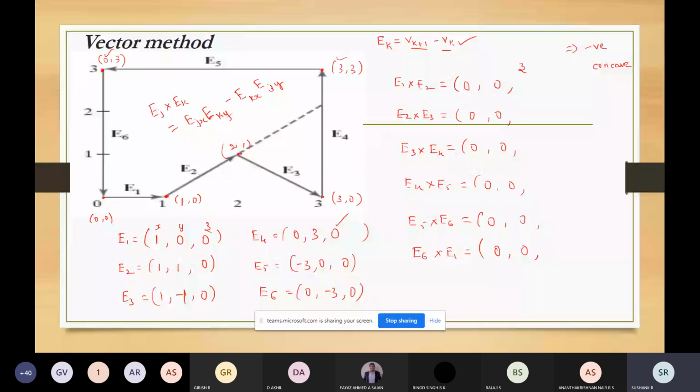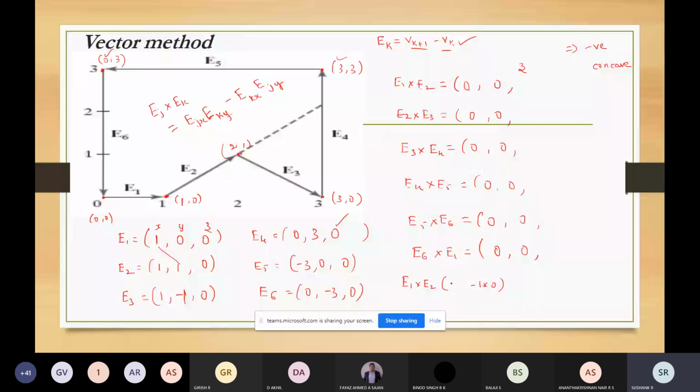So when I'm multiplying e1 into e2, how it is done: x component into y component. So 1 into 1 minus 1 into 0. This is the one I have marked with a star: 1 into 1 minus 1 into 0. So the output will be 1. So here you will get the output of z as 1.